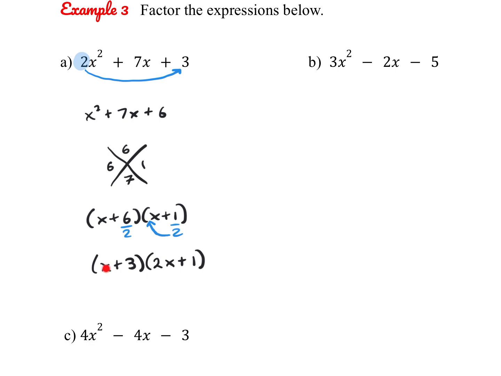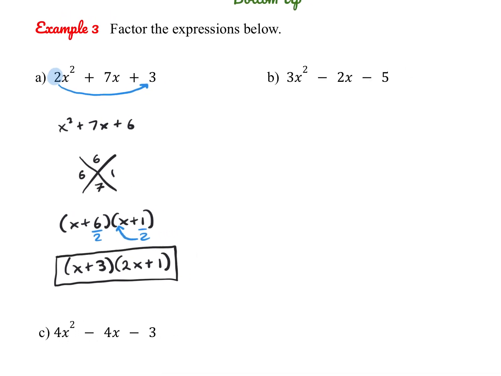So if we double check this, we have x times 2x, which is 2x squared, and then we have plus x plus 6x, which is 7x, and then plus 3. So we can see that our factors are correct. Especially with these types of problems, I would definitely recommend doing a quick double check. And please don't forget this last step.